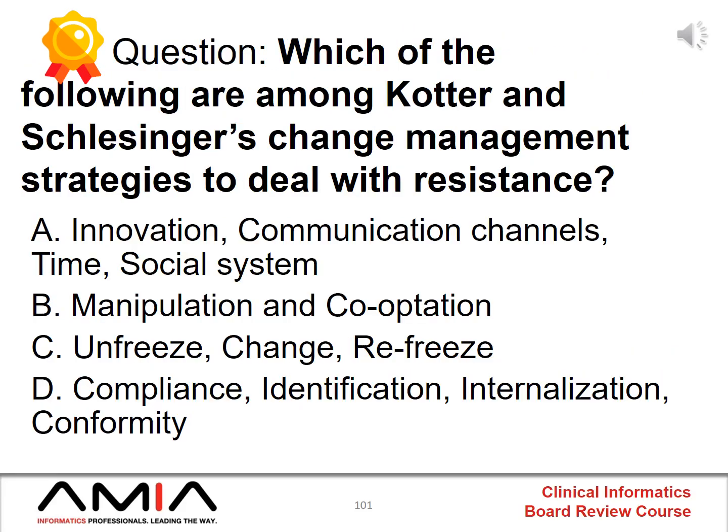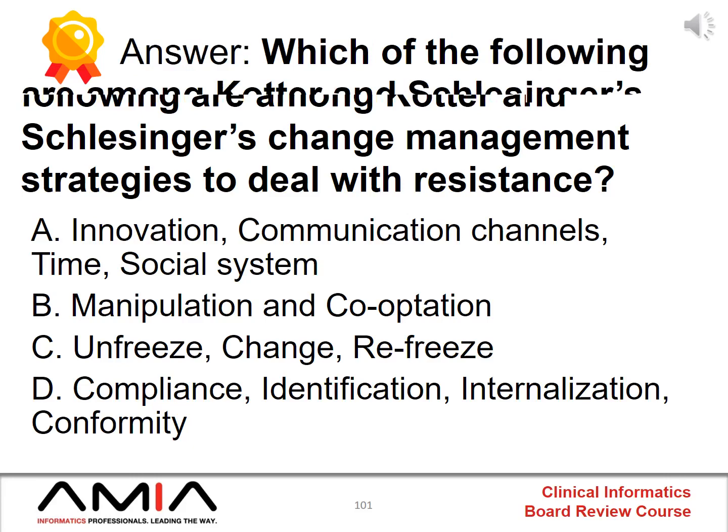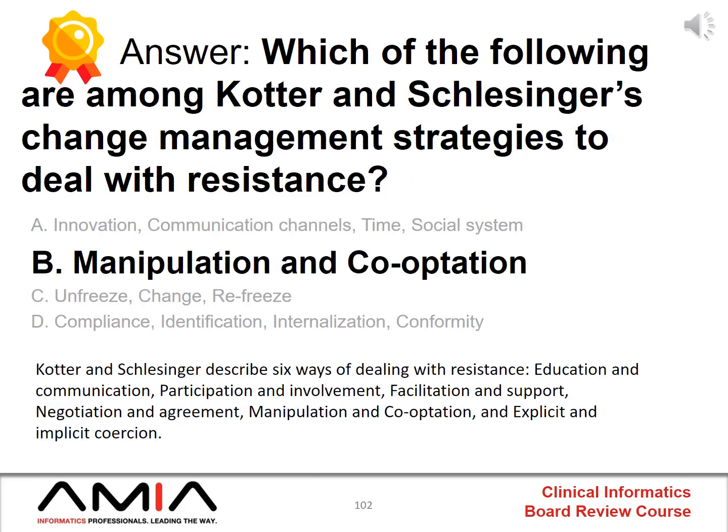So let's do another question. Which of the following are among Cotter and Schlesinger's change management strategies to deal with resistance? A. Innovation, communication channels, time, and social system. B. Manipulation and co-optation. C. Unfreeze, change, and refreeze. Or D. Compliance, identification, internalization, and conformity. The correct answer is B, manipulation and co-optation.